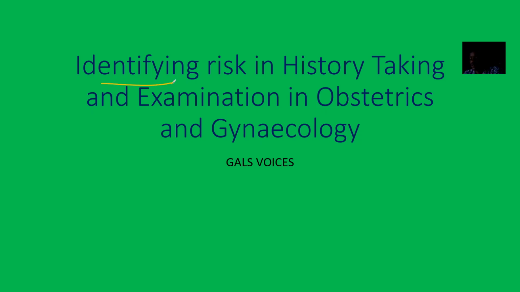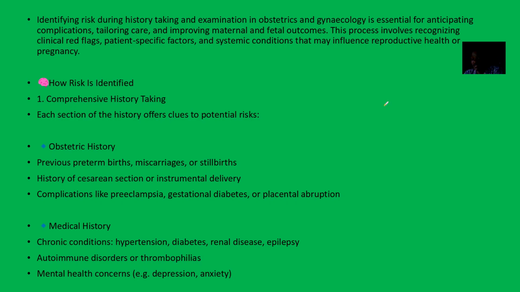Okay, so you have communicated with a woman, either she's just a normal woman, no pregnancy, that's gynecology, or she's pregnant, that's obstetrics. You have communicated very well with this woman. She has told you a lot of things. So from the things she has told you, what will now make you start to suspect that this woman is probably having some complications? So this is how to identify risk.